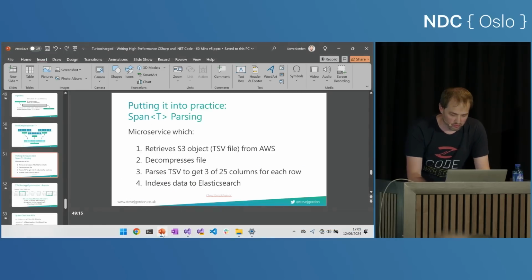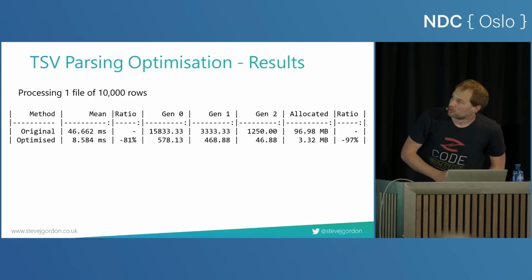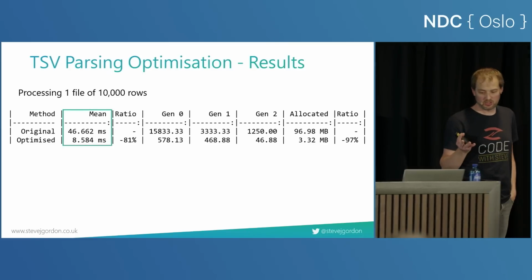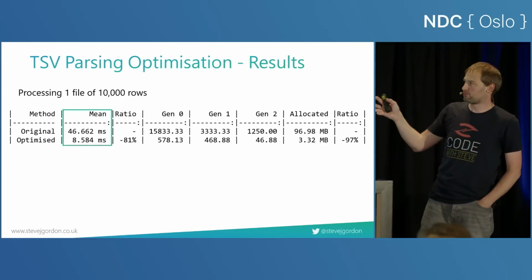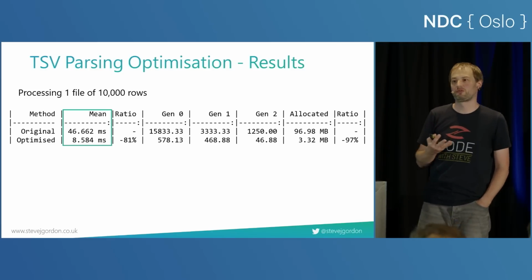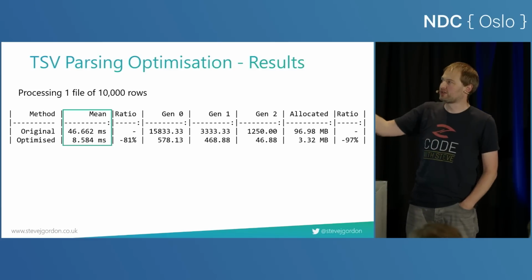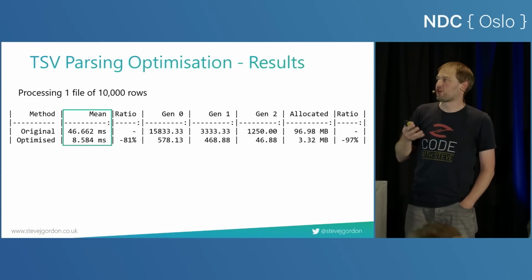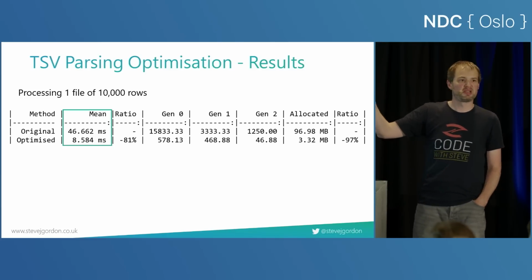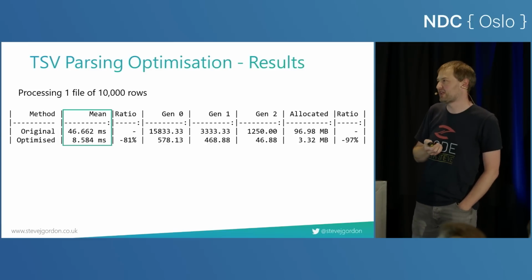So I'll go over to the results. In the original benchmarking of this, we used one file of 10,000 rows to give us a vaguely reasonable real-world measurement of the overhead. You can see that the execution time has gone down, but we're still only talking milliseconds. So execution time wasn't our issue, but we've got a nice 80% gain anyway.